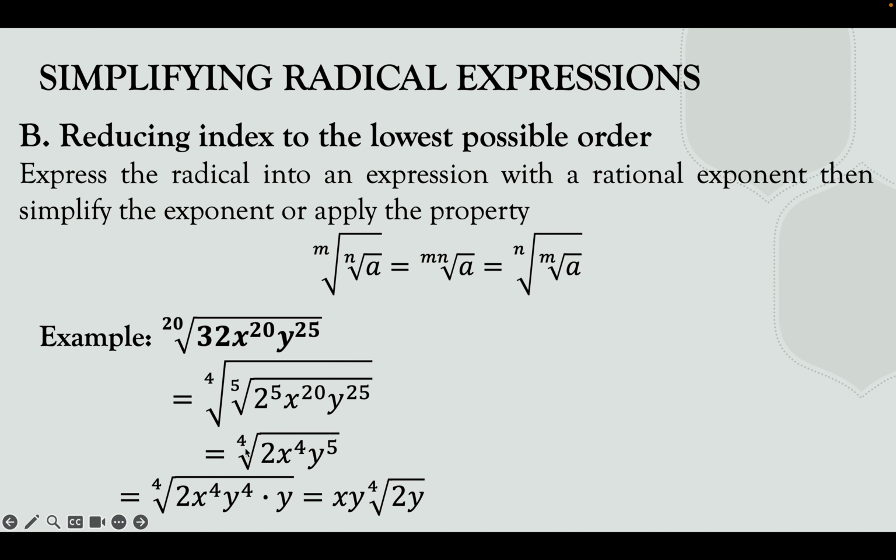Or, here, since we can simplify further the 4th root of 2x raised to 4, y raised to 5, we can simplify x raised to 4 and y raised to 5 is y raised to 4 times y. We need to factor this one. So the 4th root of x raised to 4, 4 divided by 4, we have x. And then the 4th root of y raised to 4, we have y. So the remaining values in the radicand, we have the 4th root of 2 and y. So the final answer is xy, fourth root of 2y.